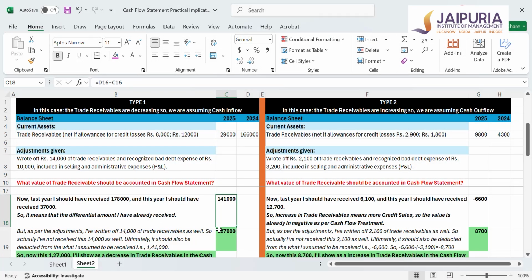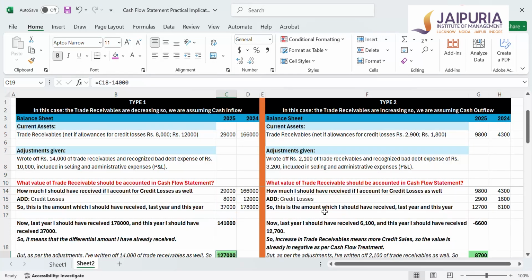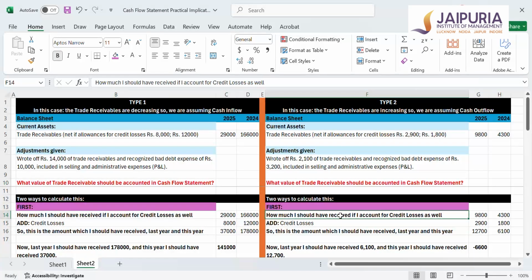In this case, we have deducted 14,000 from 1,41,000, and the value that came is 1,27,000 in positive, because I have assumed that 1,41,000 I have received in cash inflow, but 14,000 was my loss because it is written off. So 14,000 I have deducted, and the value which I have received is now 1,27,000. Clear?